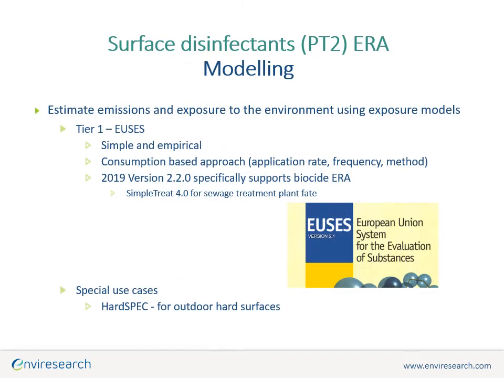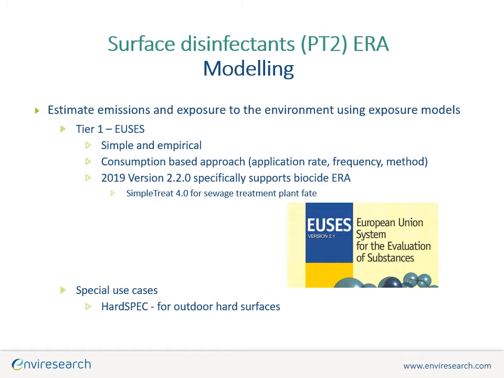So let's have a look at the models that we'll use for product type 2 risk assessments. So we can estimate emissions and exposure to the environment using exposure models. For the tier 1, that's the most basic and simplistic overview, we can use UCs, and this is the most common tool for biocide environmental risk assessments. Based on EU technical guidance documents, this Tier 1 is effectively a worst case, so it's all preset defaults that we can use.